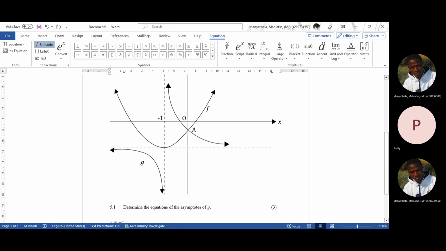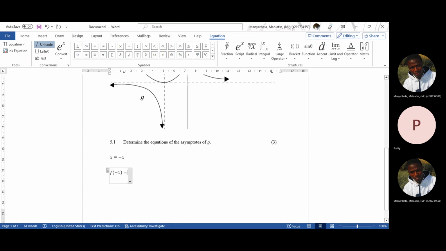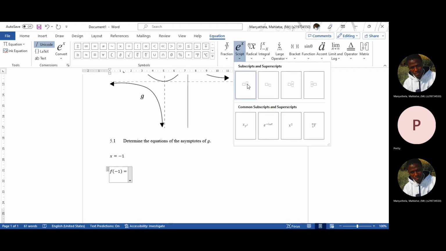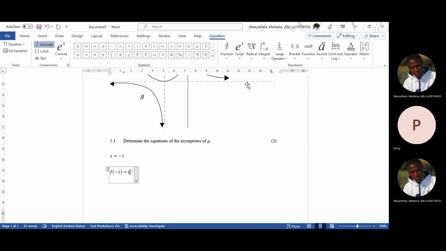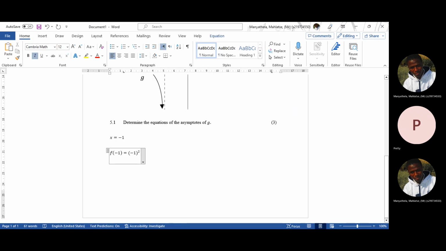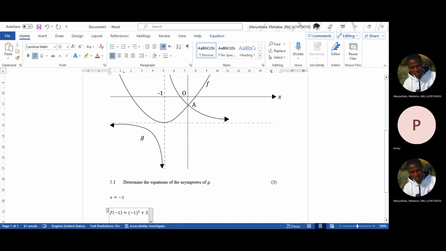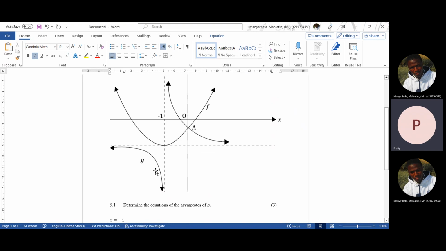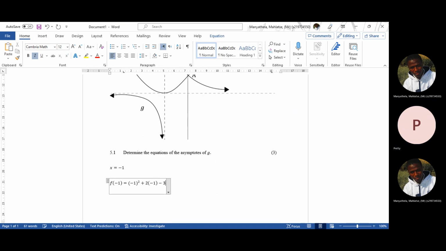Okay, so as long as the equation is x squared plus 2x minus 3, we substitute -1 to the power 2, plus 2 times -1, minus 3. Okay, to find the y value: -1 squared plus 2 times -1 minus 3. Okay, fine. That gives minus 4.